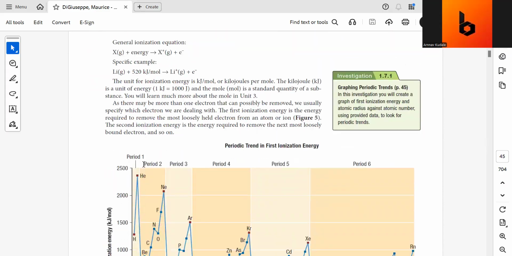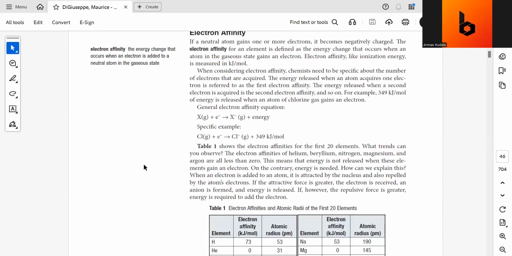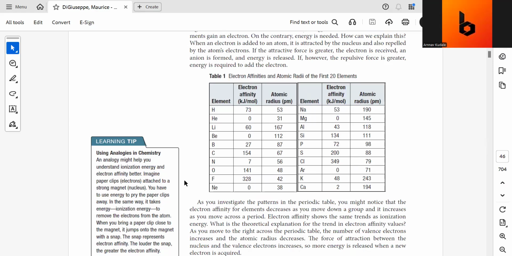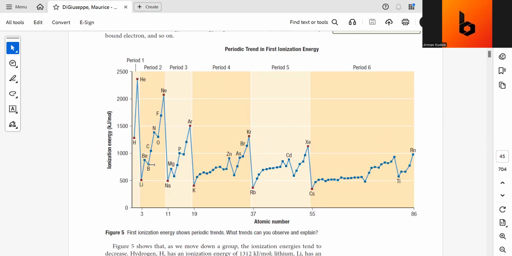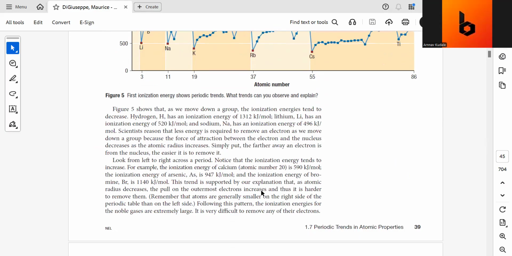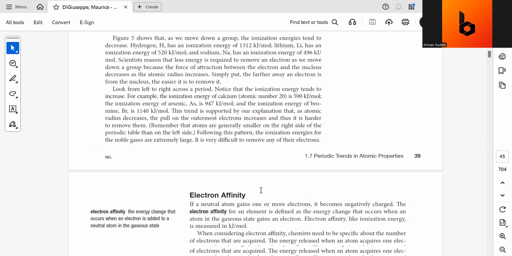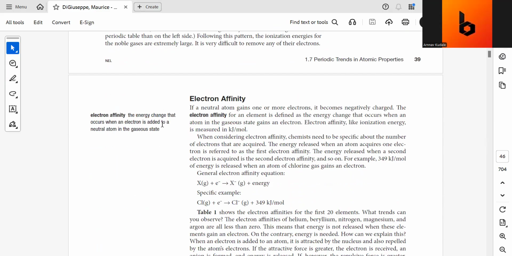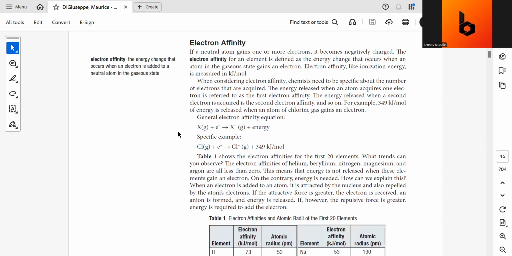Okay, so let us talk about the electron affinity over here. This is what was spoken about the ionization energy. Hydrogen, helium. Left to right it increases. And as you go down, it is decreasing. Electron affinity is the energy change that occurs when an electron is added to a neutral atom in a gaseous state. I told you this. So you are forcing an electron to convert the atom to an anion.